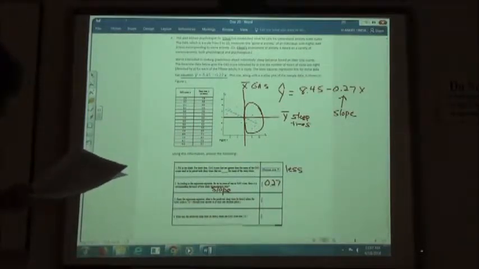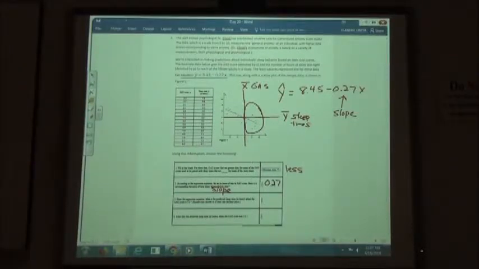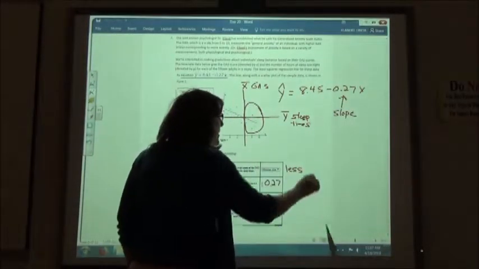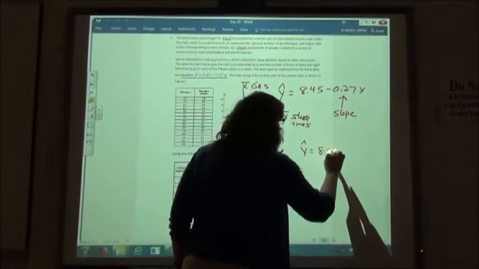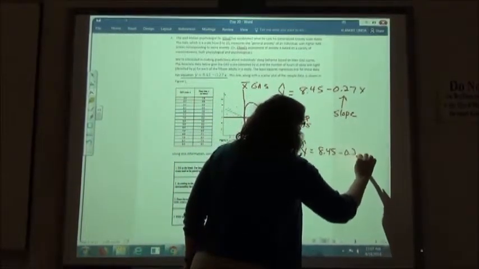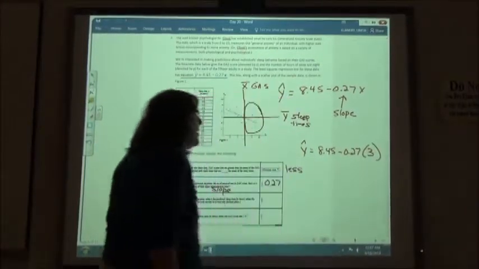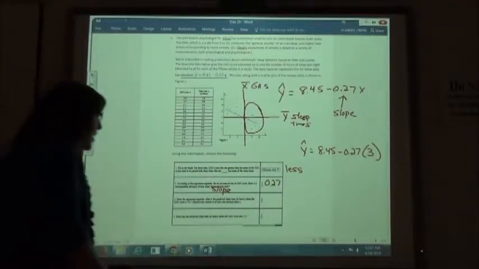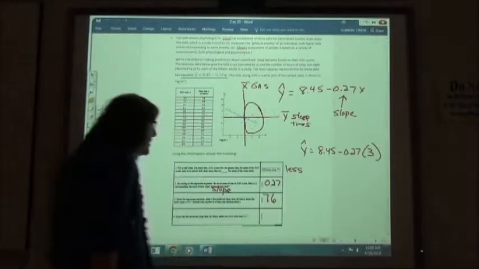Number 3, from the regression equation, what is the predicted sleep time in hours when the GAS score is 3? So what we're going to do is use our regression equation, put 3 in for x and calculate that. Y hat is equal to 8.45 minus 0.27 times 3. This one says round your answer to at least 1 decimal place. So take 8.45 minus 0.27 times 3. If you round that off to 1 decimal place, you should come up with somewhere around 7.6.